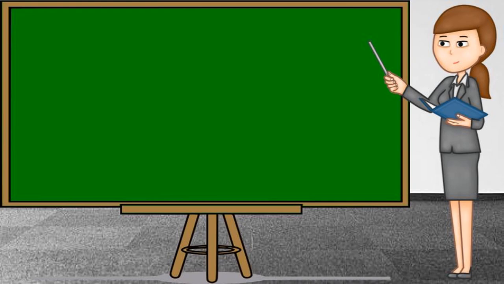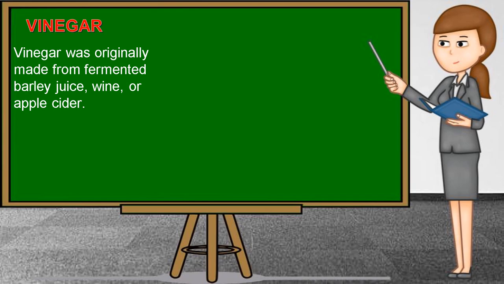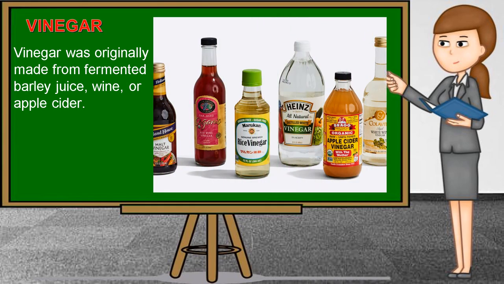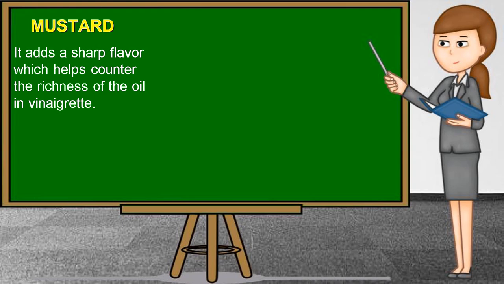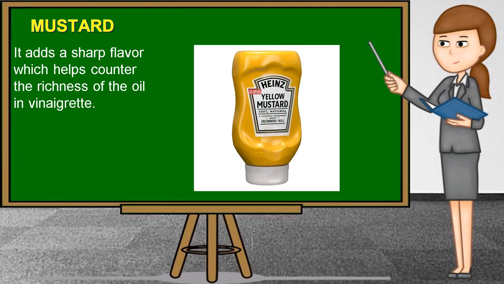The second ingredient for salad dressing is vinegar. Vinegar was originally made from fermented barley juice, wine, or apple cider. I have here the different types of vinegar. Mustard is another ingredient for salad dressing. It adds a sharp flavor, which helps counter the richness of the oil and vinaigrette.